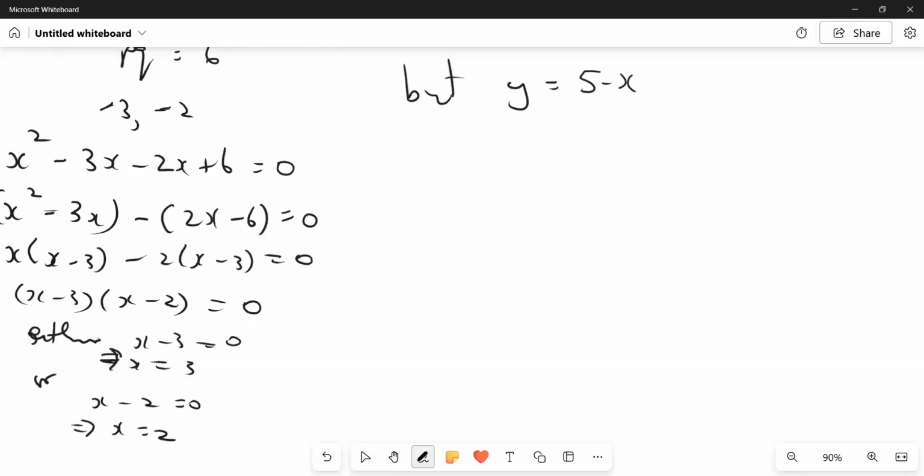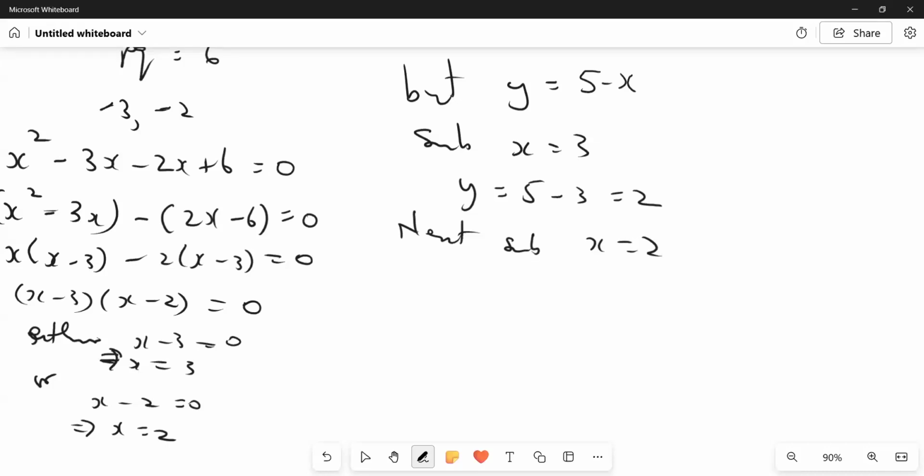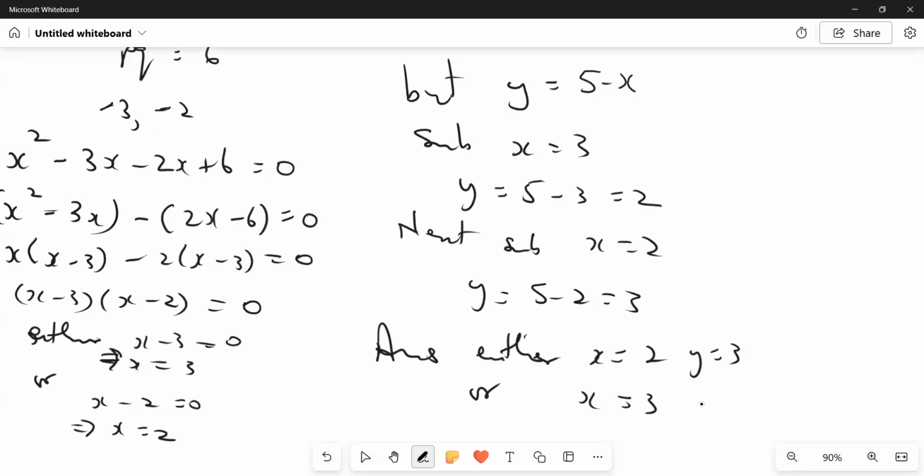So substitute x equal 3. You get y equal 5 minus 3, which is 2. Next, substitute x equal 2, so y will be equal to 5 minus 2, equal 3. So your answers are either x equal 2, y equal 3, or x equal 3, y equal 2. So those are your two solutions.